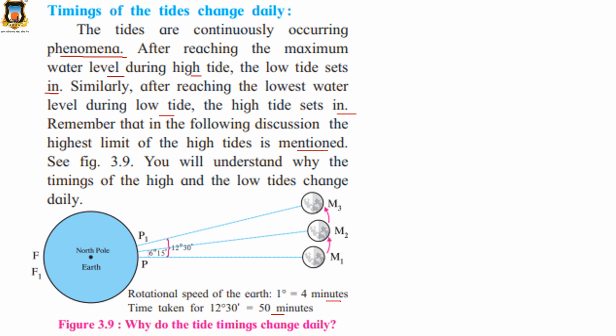M1, M2 means this is the position of the moon which is changing. Clear?